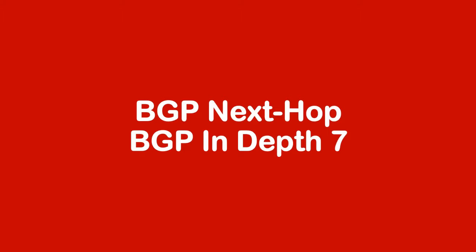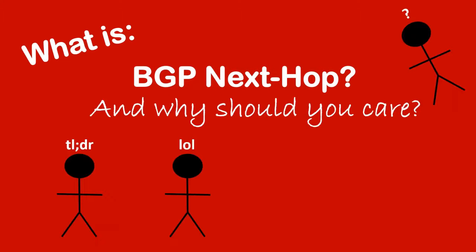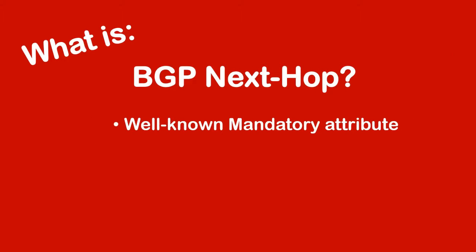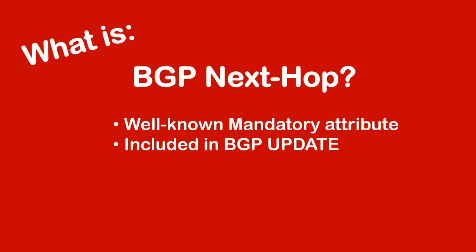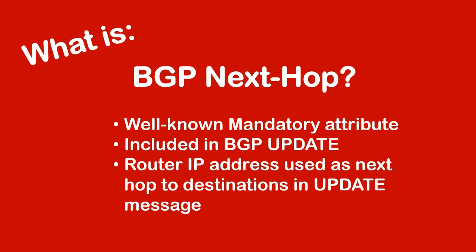In this one, I'm going to be talking about the BGP Next-Hop attribute. Now, what is Next-Hop and why should you care? Well, it's a well-known mandatory attribute. Well-known means that all BGP speakers must know it, and mandatory means that it must be included in a BGP update. So when one BGP speaker sends an update listing all of the prefixes that it knows about, it must include the Next-Hop information. The information itself is a router IP address that is used as the Next-Hop to destinations that are listed in the update message.